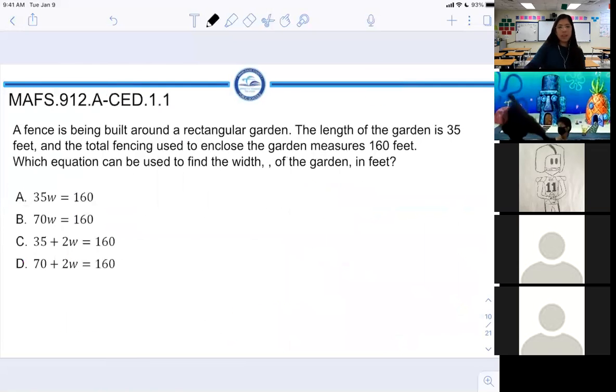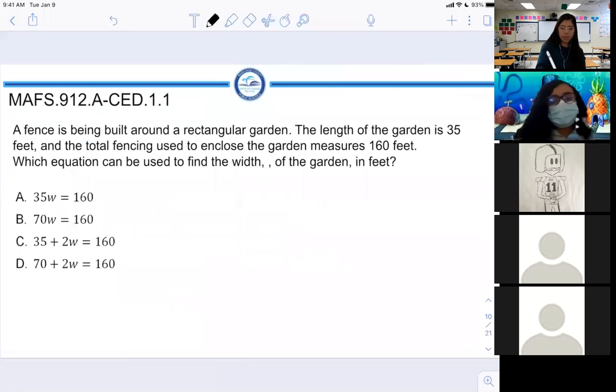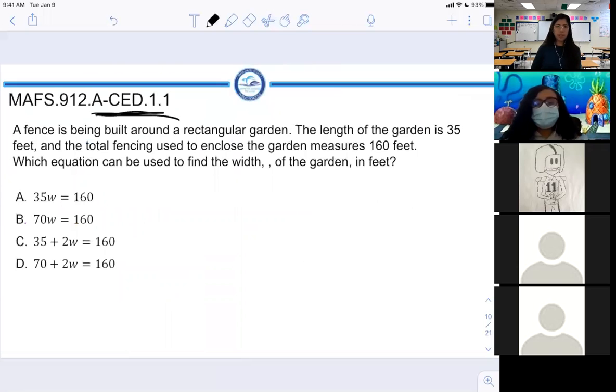Okay. So that was, by the way, all APR 1.1. Now we're starting a different standard. This is CED 1.1. So when you're doing your homework, those are the ones you can work on tonight. All right, here we go.